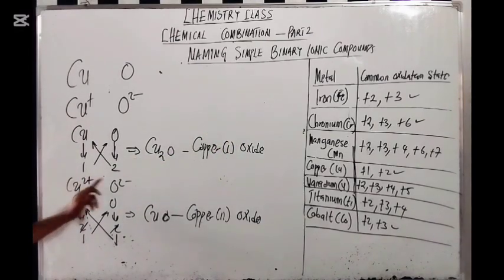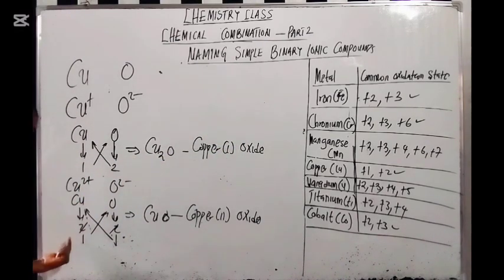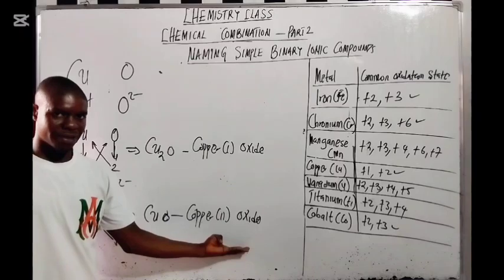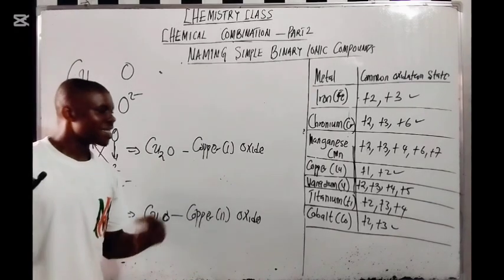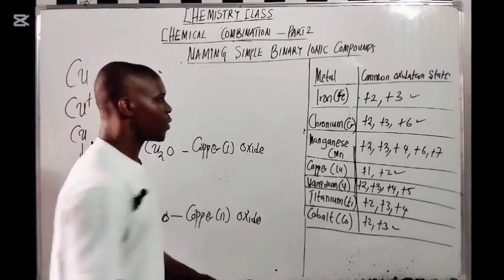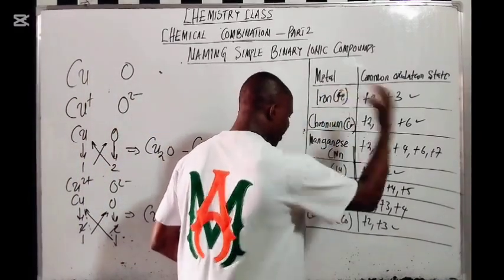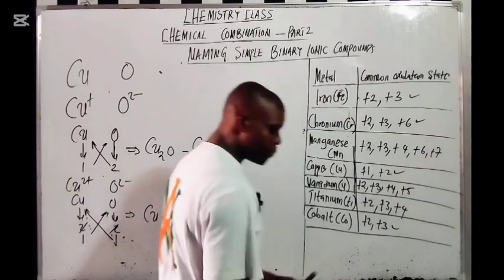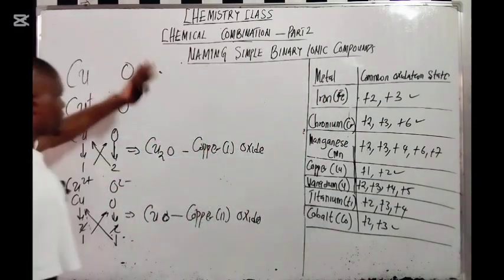So here we have 2 plus and 2 minus. 2 will go into 2, and here we now have 1. So indirectly, copper 2 is what forms this compound. Do you understand? Now we also have iron. We also have iron 2, iron 3, which I have explained here, and the rest of them.